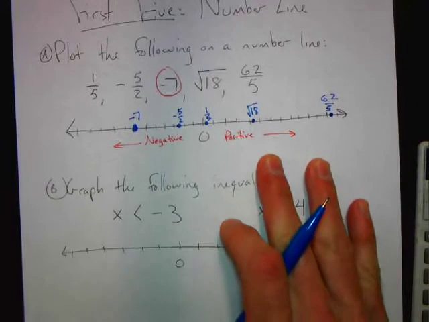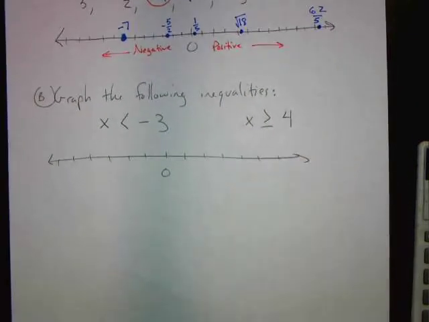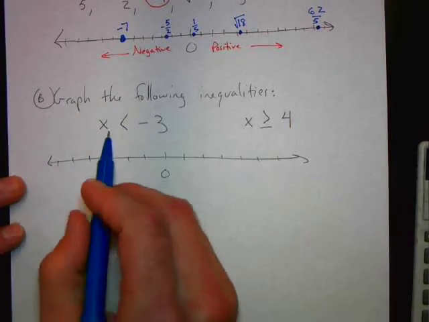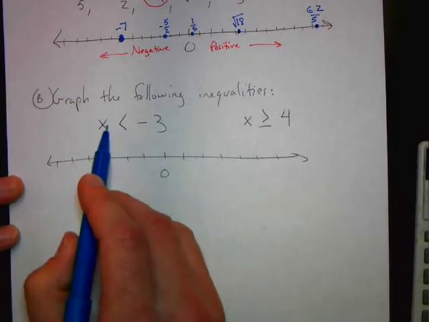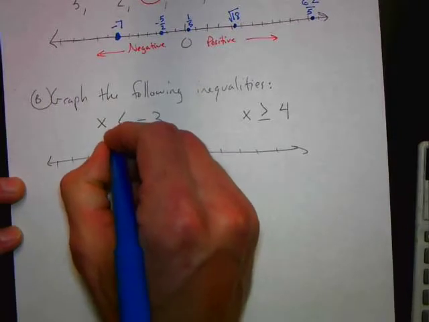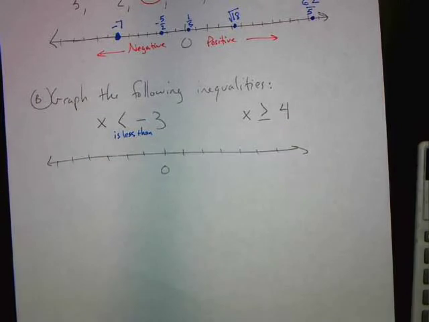So the second question about working with number lines is working with inequalities. When we work with inequalities, there are a few things that we can do to help us. If we look at this inequality, we read it: x is less than negative 3. Now there are a few things I want to tell you to help you, because some people will still read "is less than negative 3" and still not know what it means.